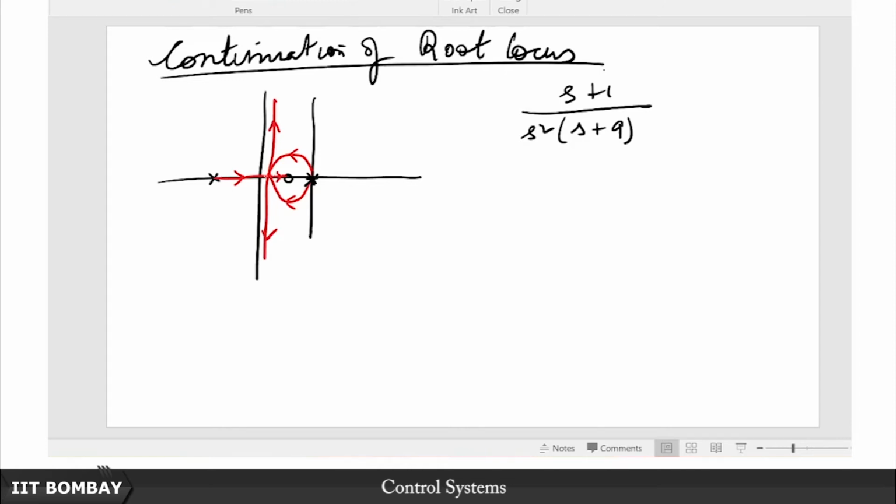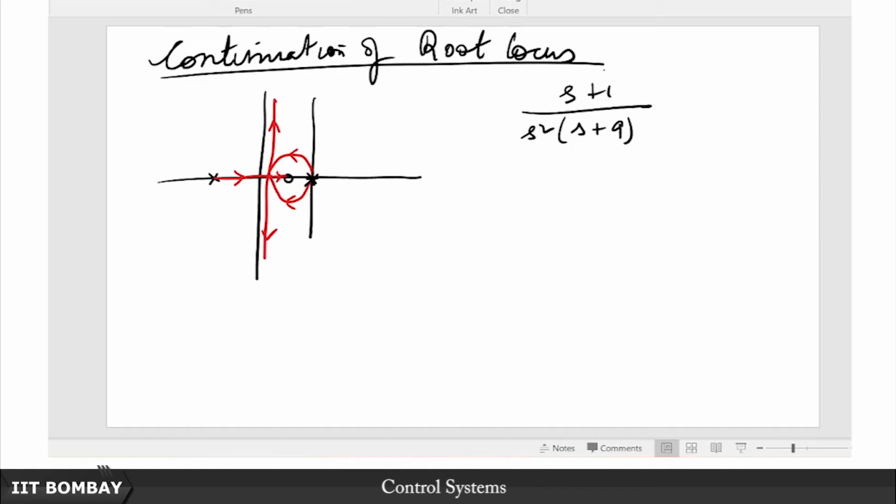Now one might ask, in the same fashion as we have drawn these angles of arrival and departure, when 2 branches collide on the real axis, either after collision they go along the real axis in case of a break-in point, or before collision they were along the real axis in case of a breakaway point, and the other branches will always emerge at right angles. Why am I saying they will always emerge at right angles? Here is where this angle criterion and the idea of arrival and departure angles makes sense.